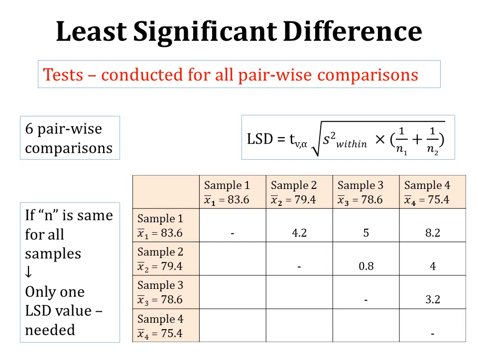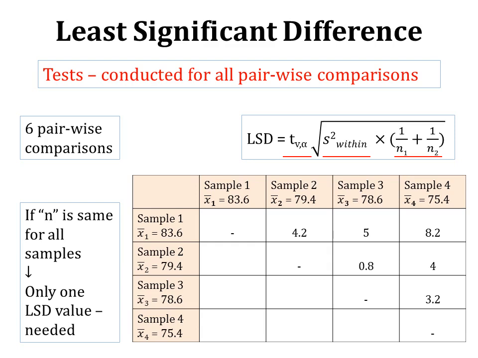So one LSD value is going to be sufficient if we have the same number of observations in all of the groups. Because you see the formula, we have the t value, which is going to remain the same because the t value is taken on 2 parameters, which are the degree of freedom within and the level of significance. So this is not going to change for these pairs. The variance within is not going to change for these pairs, right? Because all of these pairs are from the same experiment. But the thing that is going to change is the number of observations, right? Because in each sample pair, we may have a different number of observations.